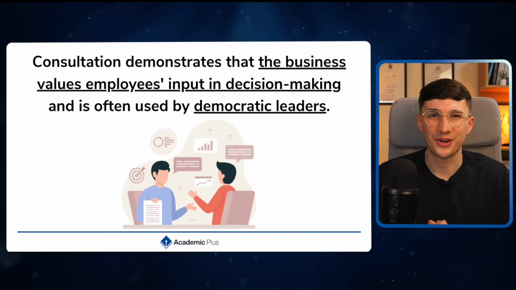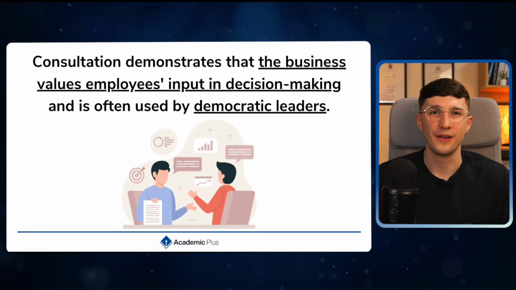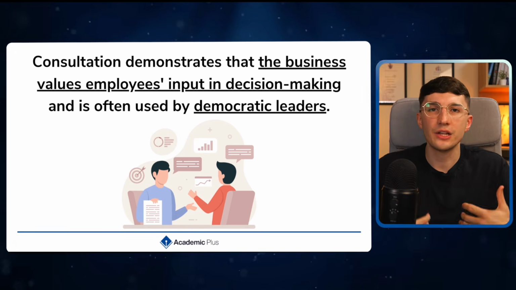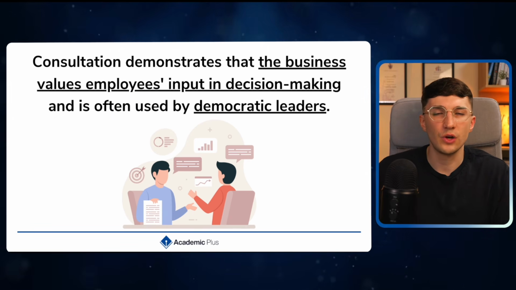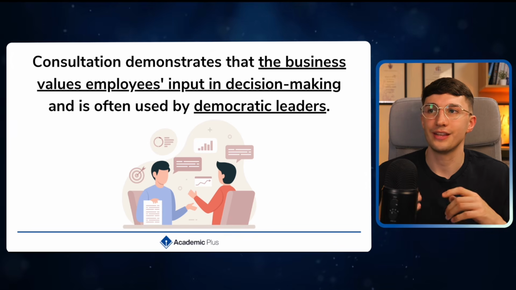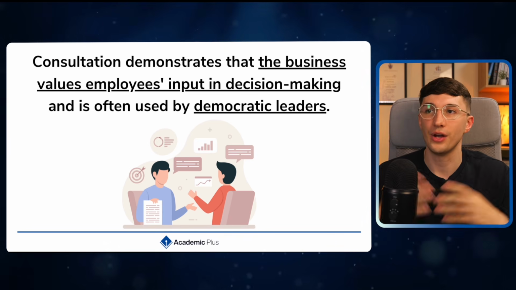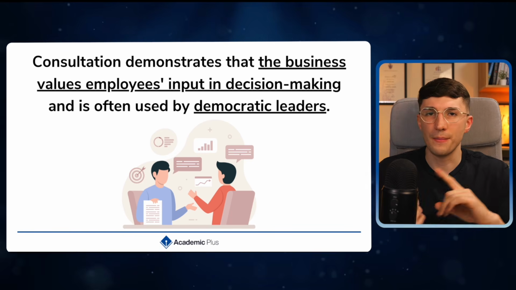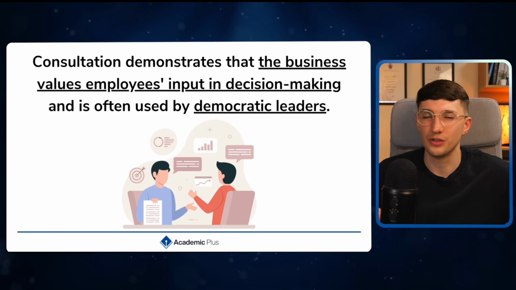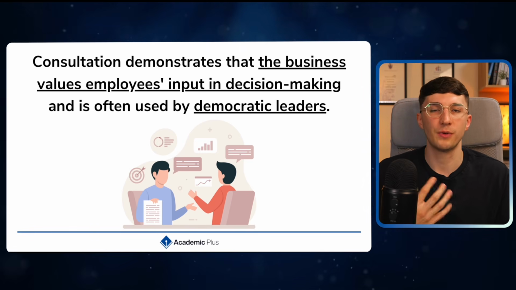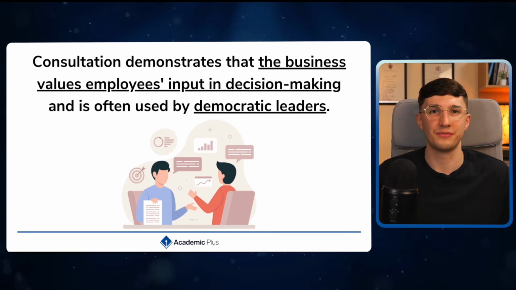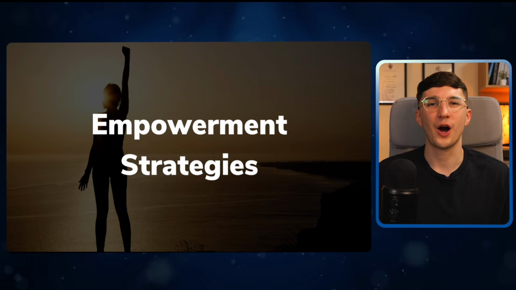Next up we have our consultation strategies. Now we know our democratic leader loves a consultation strategy because they want to demonstrate that they care about the employee's input. They value the input that they have because they feel like their quality of decisions could improve. So what the consultation strategy demonstrates is that the business values their employees' input in decision making. So this could relate to even Maslow's hierarchy of needs. We're satisfying our esteem needs because we're showing the employees we trust them. Or we could look at Herzberg's two-factor theory, maybe an element of job enrichment for those motivator factors. And finally, we have our empowerment strategies.